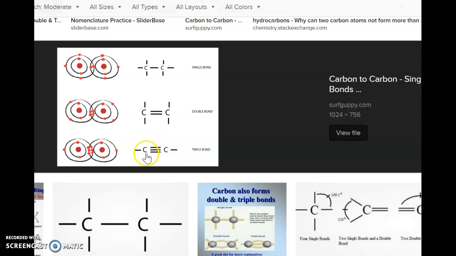So this carbon, again, still has 4 lines coming off of it: 1, 2, 3, 4, and this carbon also still has 4 lines coming off of it: 1, 2, 3, 4, except now 3 of the lines are shared between each other. So this is a single bond, double bond, and triple bond. Notice how, again, there are always only 4 lines coming off of any carbon. If you draw 5 lines coming off of it, it's wrong. Or 3 lines, it's wrong. You always have to have 4 lines.